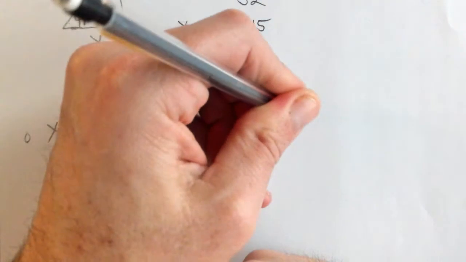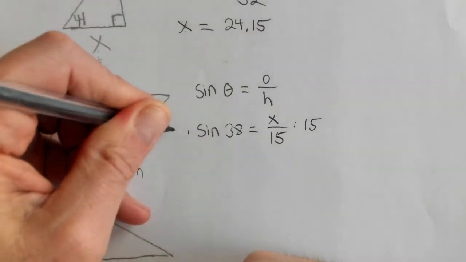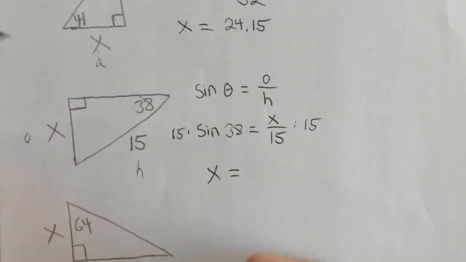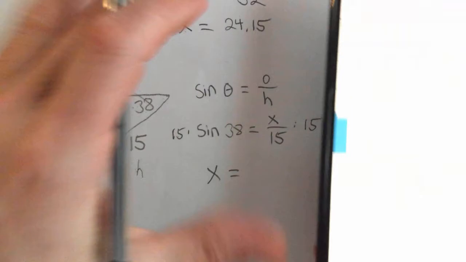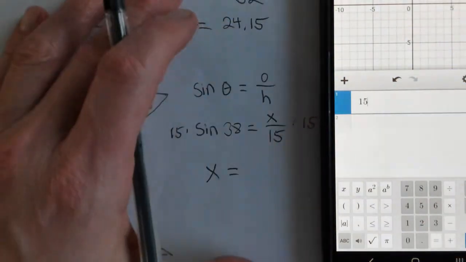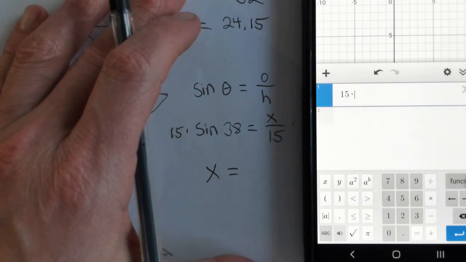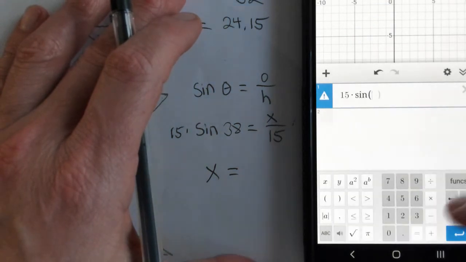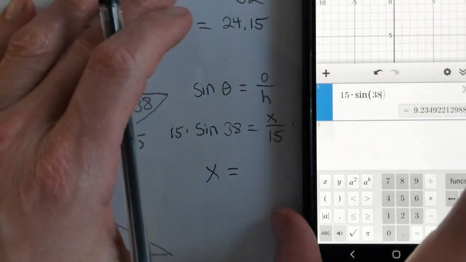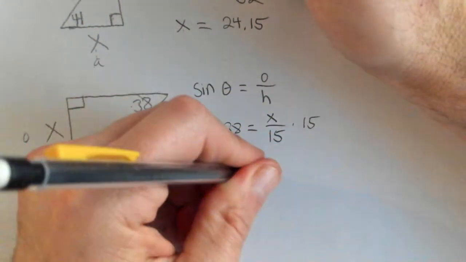What do I need to do? Multiply both sides times 15. That'll cancel out and leave me with x equals, which is what I want. What's x equal to? 15 times the sine of 38. Let's see what it is. 15 times the sine of 38. And then there it is, 9.23 is the correct answer.